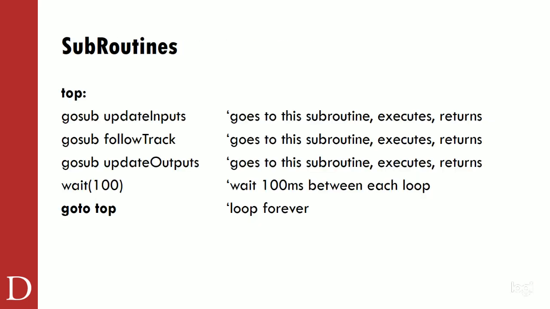I want to talk a little bit about what a subroutine is. So what we're going to do when we look at the magnetic sensor today is essentially create three subprograms, three subroutines that we can call. One of them is going to be to get some inputs from the sensor. Am I detecting the magnetic tape? That's important. If I am, then I can go ahead and start following the track. If I'm not detecting the magnetic tape, I probably need to stop the vehicle and not allow it to go on. That's an unsafe condition.